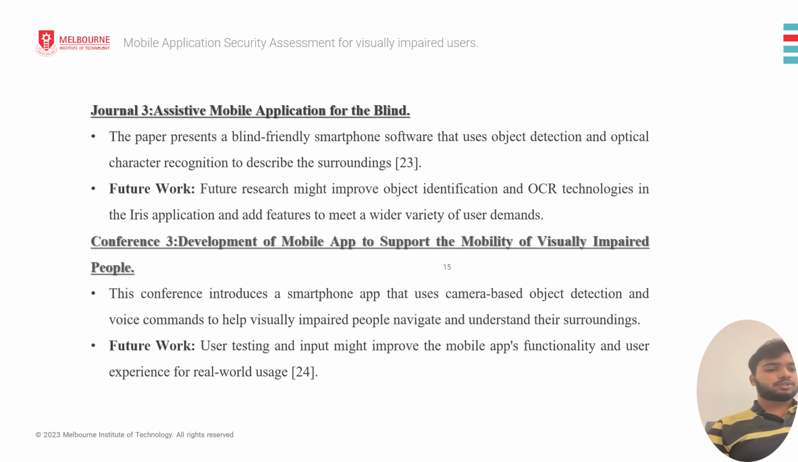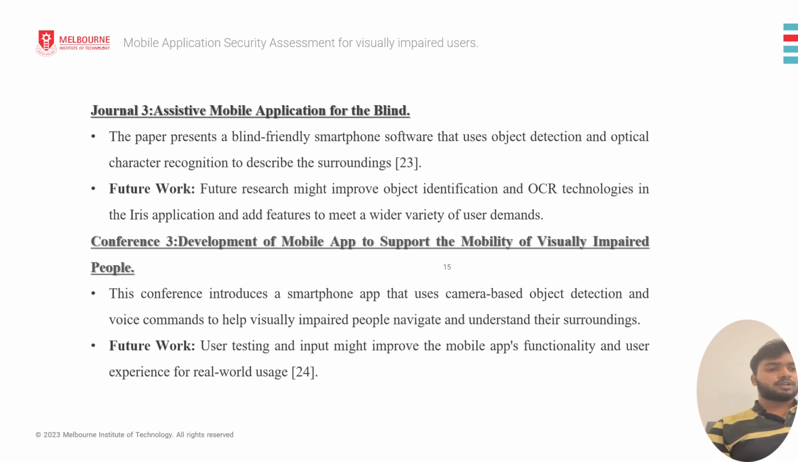And then coming to journal 3, this journal is all about an assistive mobile application for the blind. The paper presents a blind-friendly smartphone application that uses object detection and optical character recognition to describe the surroundings. Future research might improve object identification or OCR technologies in the application and add features to meet a wider variety of user demands.